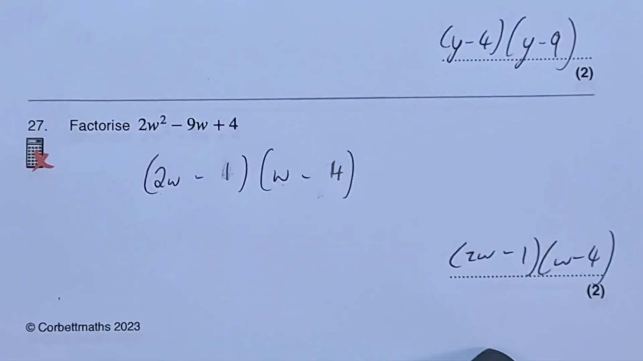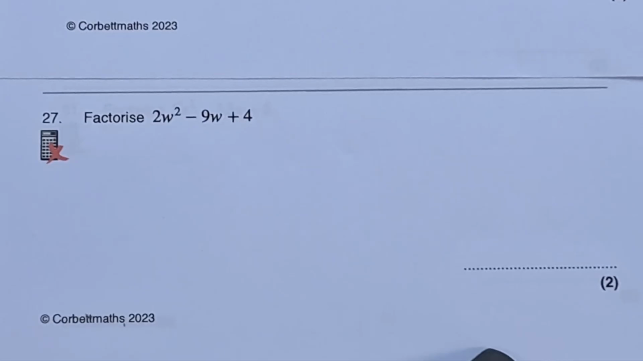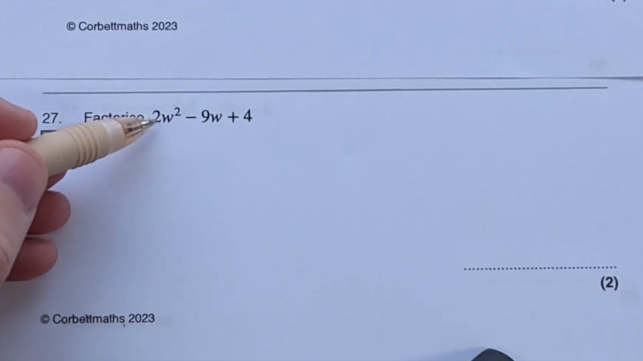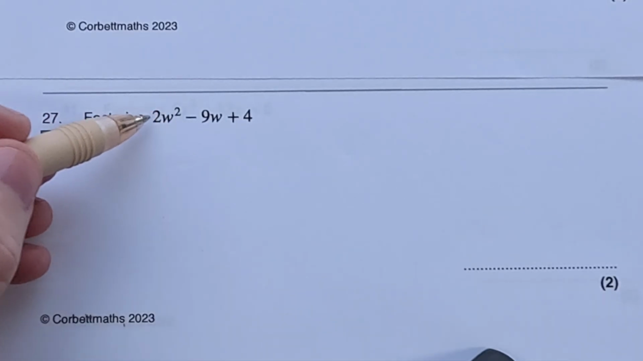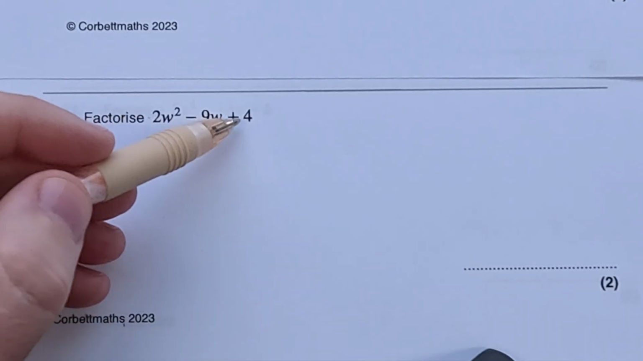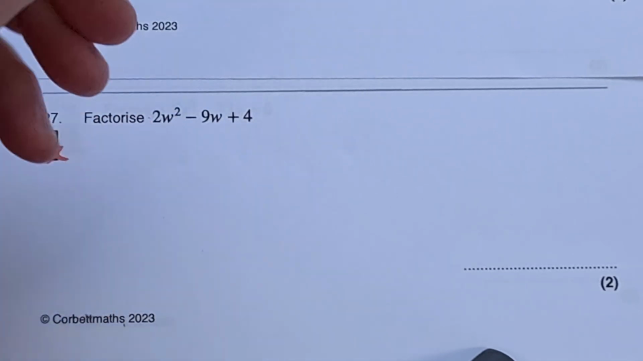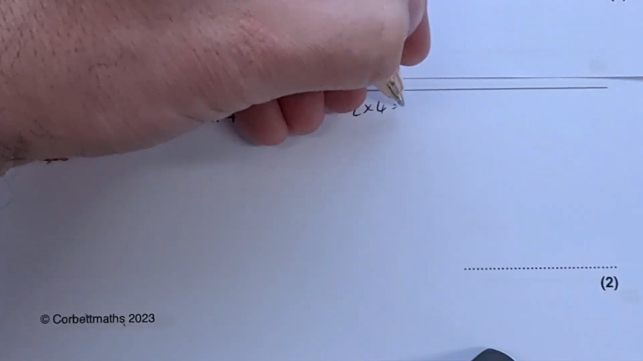Okay, let's have a look at that same question now using the split in the middle technique. Okay, so if we were to use the split in the middle technique in this question, we take the a and the c, the number in front of the w squared is the a, so that's the 2, and the c is the constant on the end, 4, and you're going to do 2 times 4, which is equal to 8.